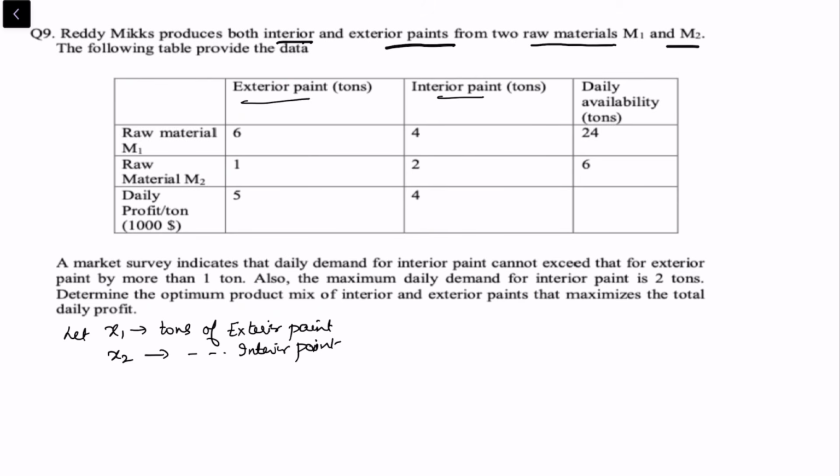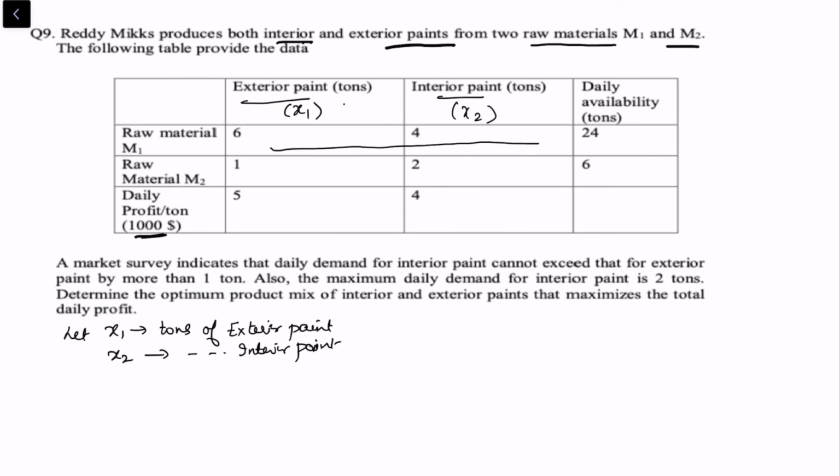For exterior paint I have taken x1, and for interior paint I have taken x2. For constructing the exterior paint x1, I require raw materials M1 and M2, and the data is given here. And this is the daily profit given to us in thousands of dollars, and this is for x2, and the daily availability is here. If I look at exterior paint, this is the requirement, but this is the cost. So I cannot construct a constraint vertically, because on this side I have a cost, and here these are the units of the raw material. So I have to look at the data horizontally.